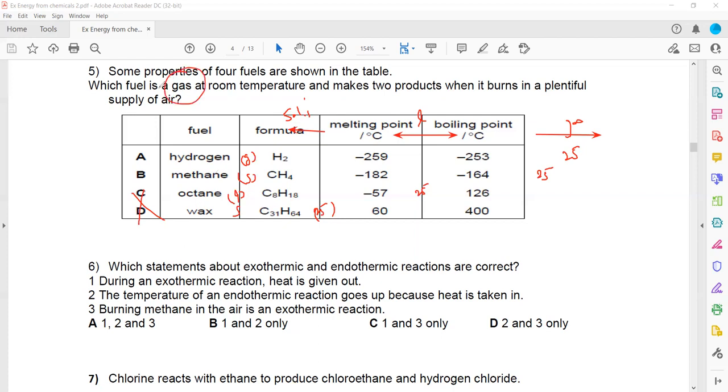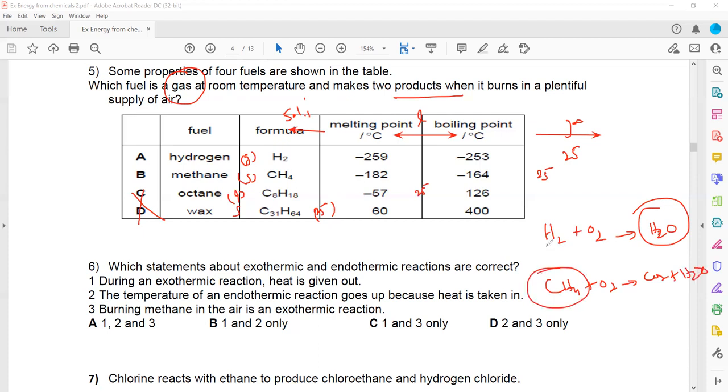That's the first thing. And the second thing, when we burn it, two products should be produced. If we burn hydrogen in the presence of oxygen, it can only produce water. But when methane, CH4, is burned in the presence of oxygen, it produces carbon dioxide and water because it contains carbon and hydrogen. So that is why B is the right answer.